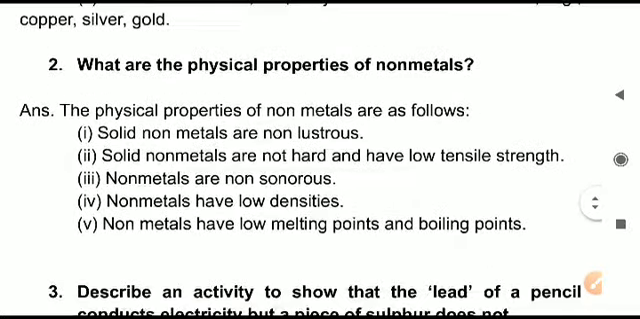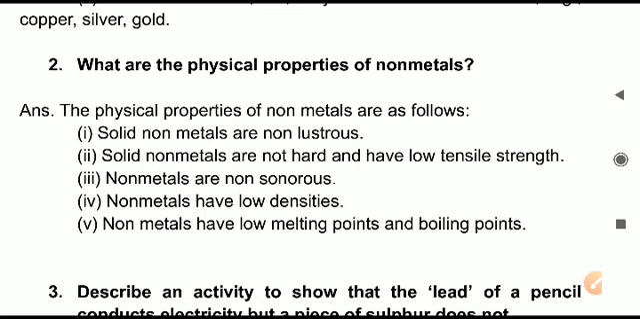Question number 2 now, what are the physical properties of non-metals? What we have seen in the first question of the long ones, just opposite properties we will see now here. The physical properties of non-metals are as follows. First point, solid non-metals are non-lustrous. They are not shining. Most of the non-metals are liquid or gas, mostly gases only. Very few non-metals are solid, and if they are solid also, they are not shining. Only one exception is there that you can see in the book. That is, graphite is a non-metal which has shine. Otherwise, all the solid non-metals are non-lustrous.